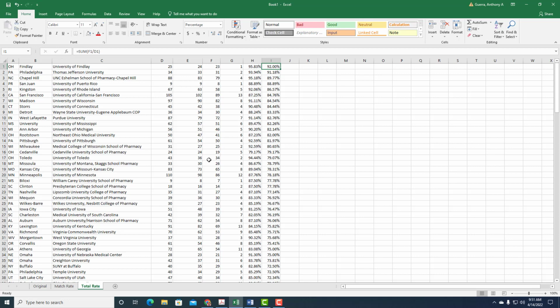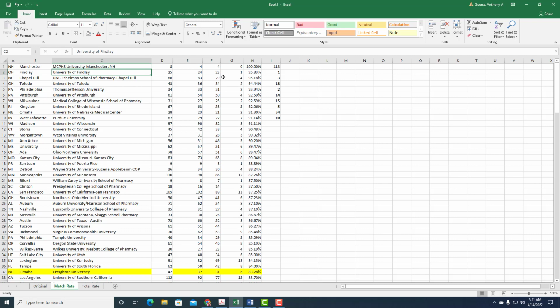So let's go back to that list and look at the top 10. So Finley was really number 1. UNC was really number 3 in both cases. Toledo, although they have a very high match rate of 94%, they were actually 18th, which is still okay. I mean, a lot of schools. Thomas Jefferson University in Philly was 5th here, but really should have been 2nd. Of the people that participated, 31 got a residency.